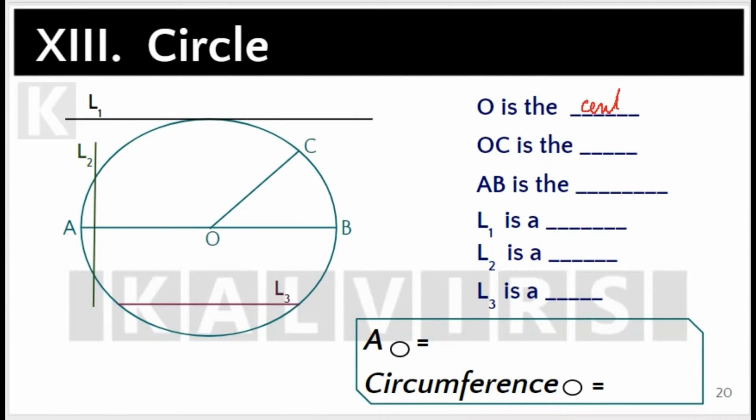If O is the center of the circle, then OC is the radius. AB is the diameter. Line 1 is a line that is tangent to a circle. It is always perpendicular to the radius.